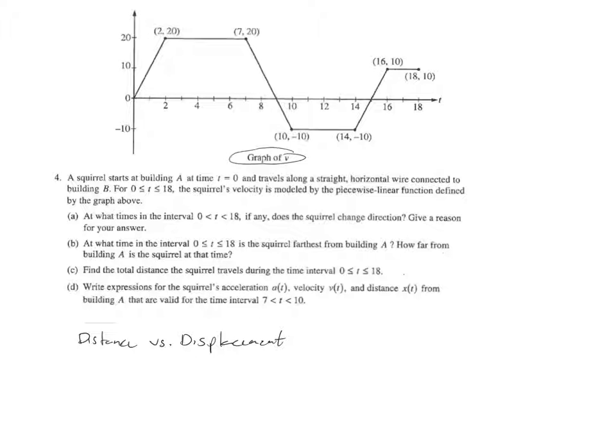And then D, write an expression for the squirrel's acceleration, a of t, the velocity v of t, and the distance x of t from the building that are valid on the interval from t equals 7 to 10. On that one, 7 to 10 is really looking at this part right here.